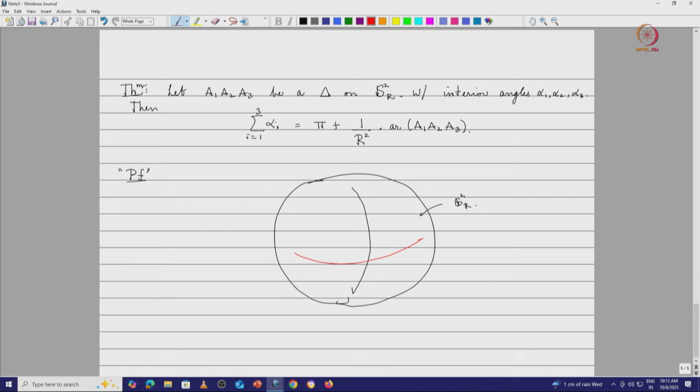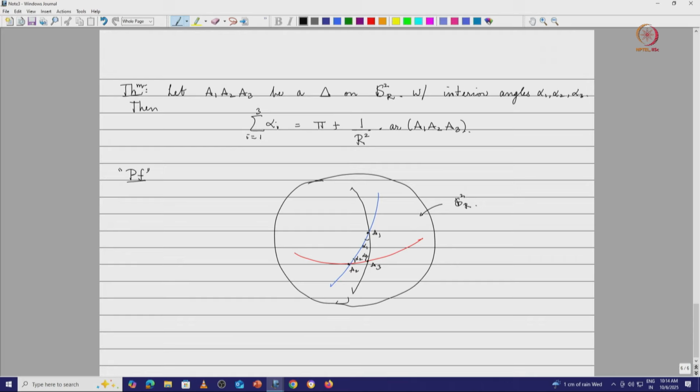Okay, and for the third one, we choose blue. Okay, so this is going to be my triangle A1, A2, A3 with these angles alpha 1, alpha 2, alpha 3. Okay. So I want to calculate what the sum of angles of this triangle is.